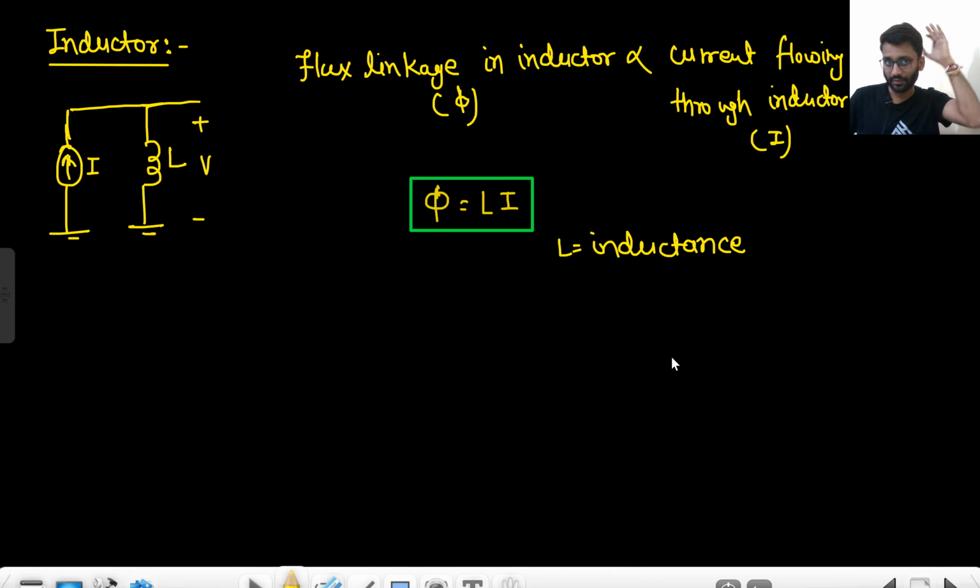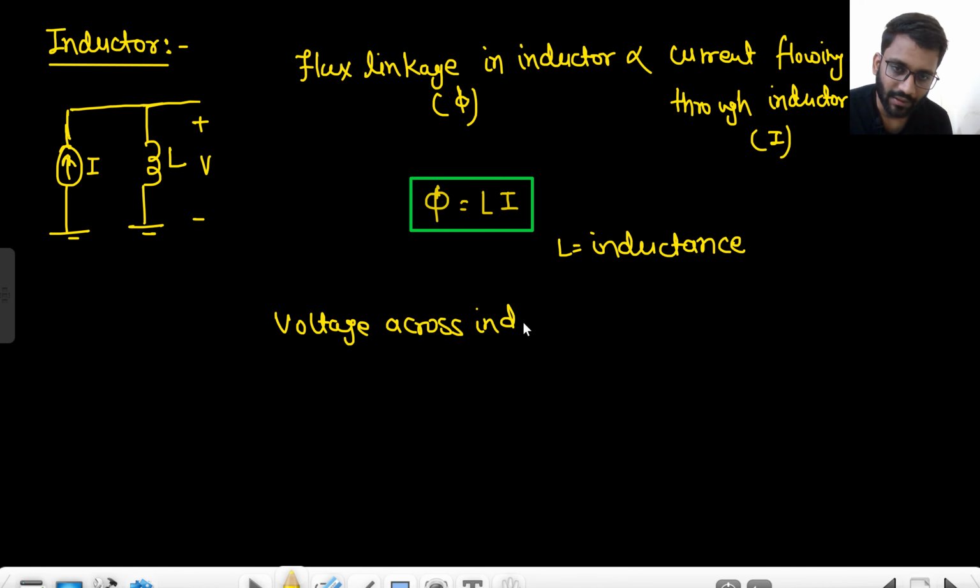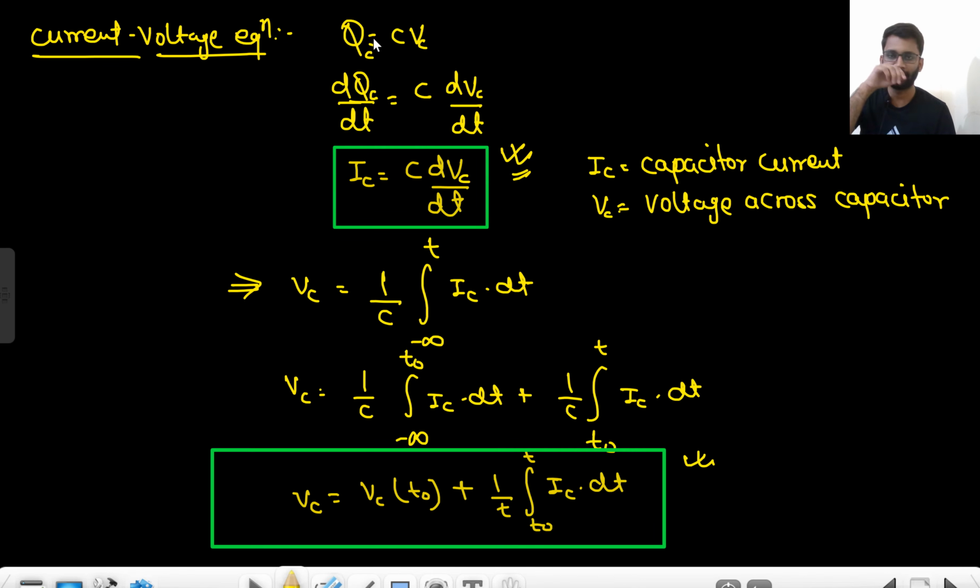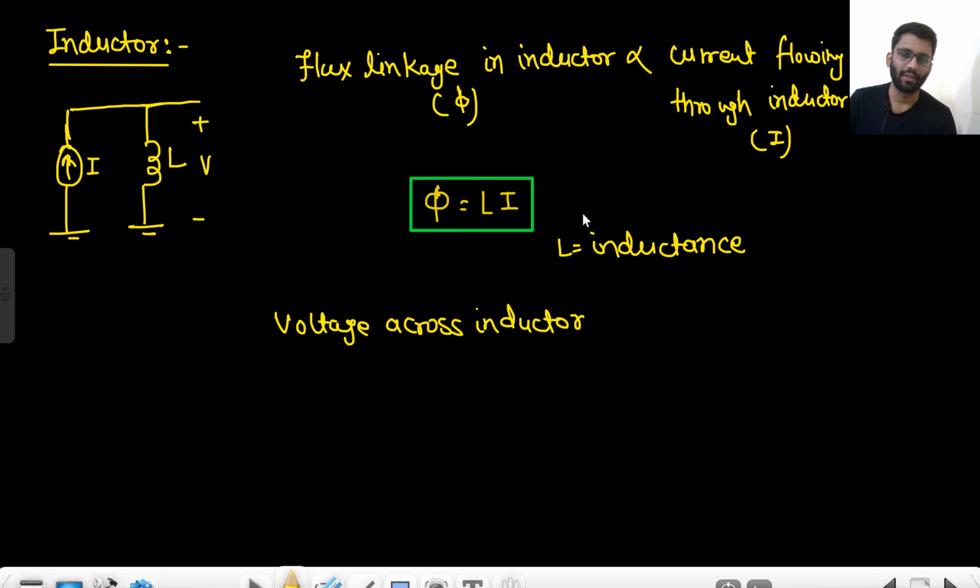Okay, so basically phi is equal to Li. Now the EMF, or the voltage across the inductor. Like in the previous analysis we got the expression Q_C equals C into V_C, like Q equals CV. So here we got phi equals Li. So basically the voltage across the inductor is d phi by dt. Okay, V_L I can write.